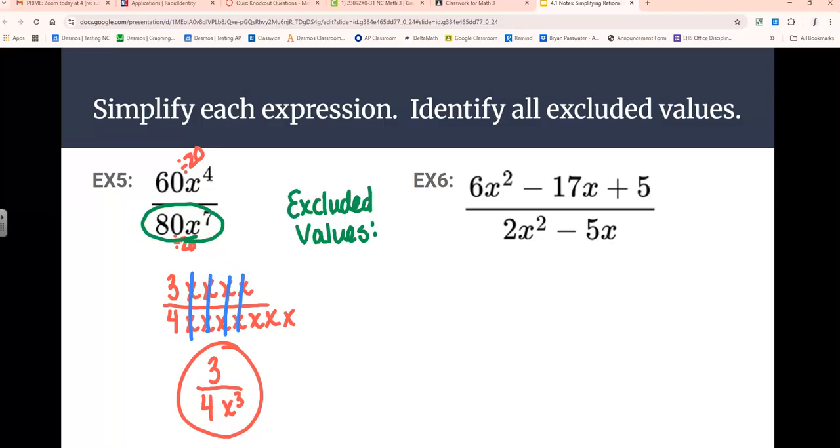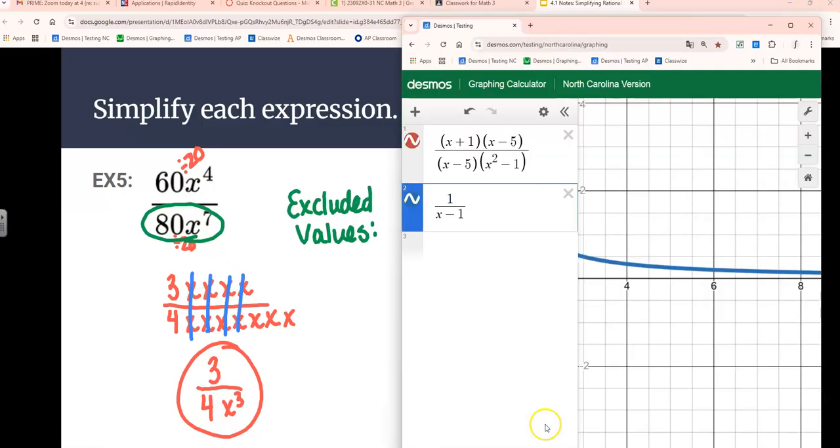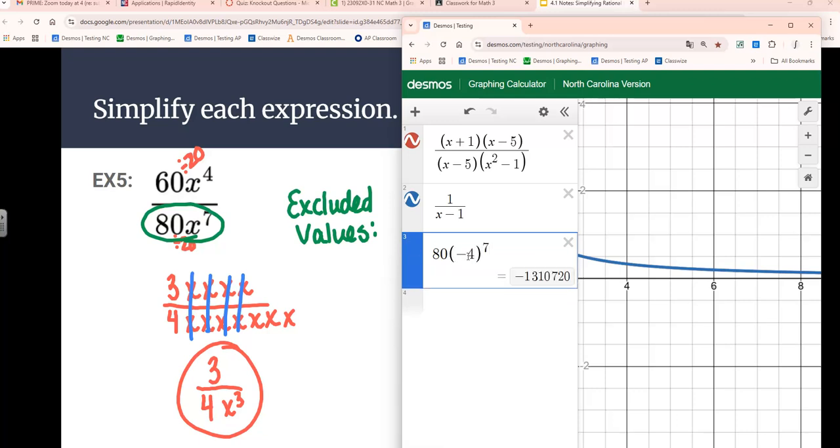Why negative 4? If I do 80 times negative 4 to the 7th power, I get 1,310,720. Yeah, but even if I'm looking at the 4x to the third, which I should not do because I've already simplified it, but if I did look at it, if I put in negative 4 to the third, I got negative 256. Doesn't give me 0. What number could I plug in there that would give me 0?